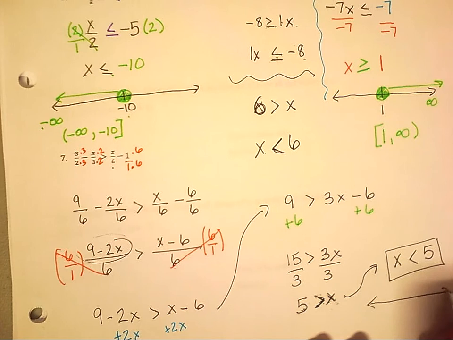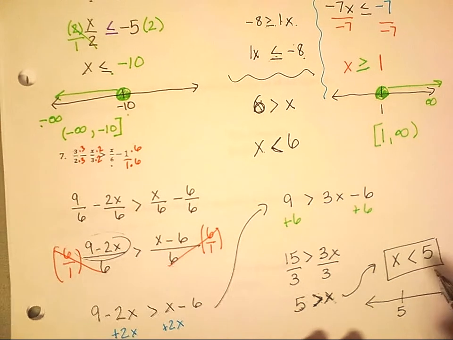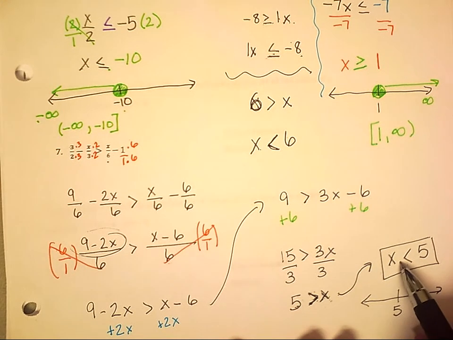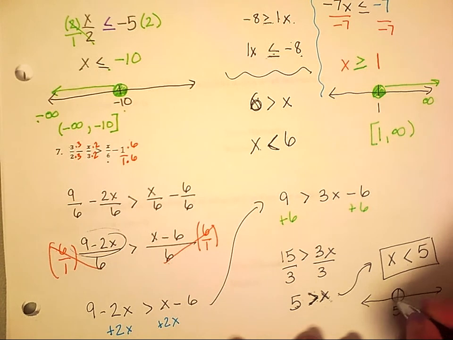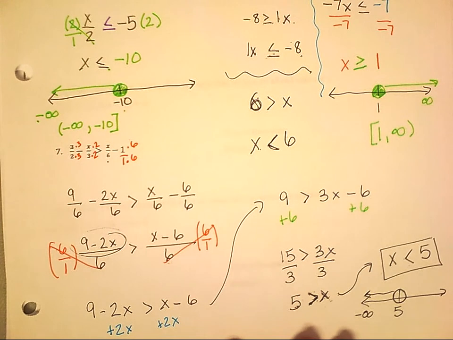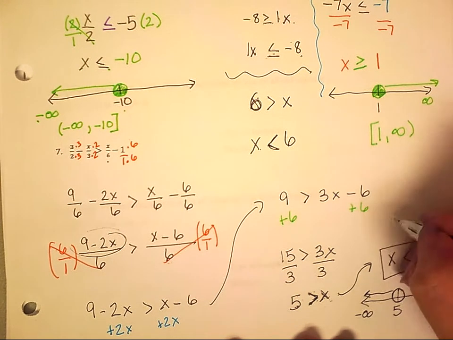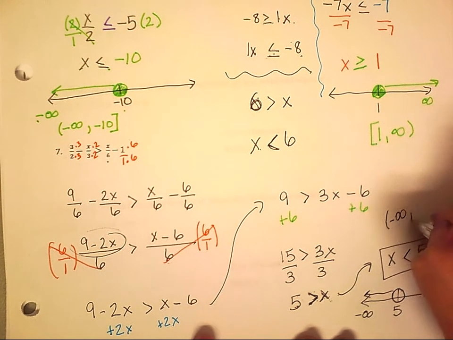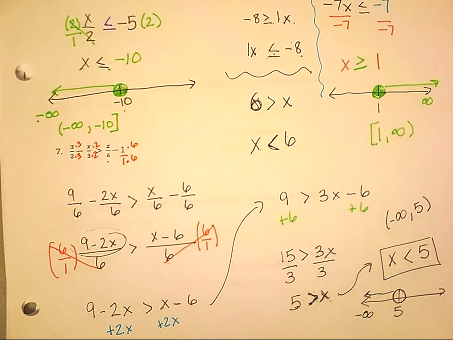And we could put it on the number line. Here's 5, and this is why I specifically prefer the variable on the left-hand side, because it's easier for me to graph. Okay. 5 is not included, and x needs to be less than that, taking off to negative infinity. So the interval notation goes from negative infinity to 5, not included.